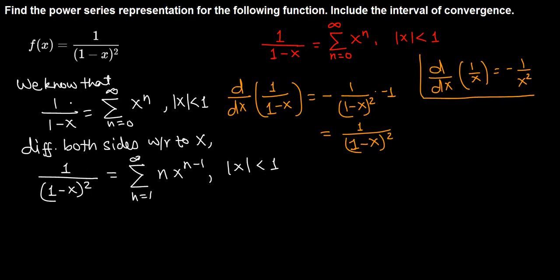So we are done. We were trying to find the power series for 1 over (1 minus x) quantity squared, that's given by this, and the interval of convergence is here. This is the same as -1 < x < 1, or we can write it in interval notation as (-1, 1). Done.